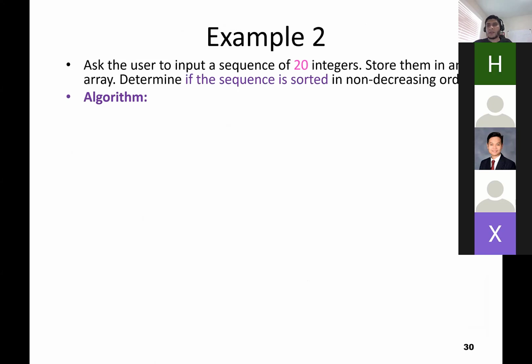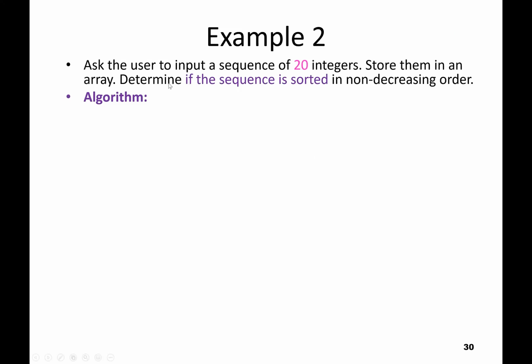So given that we are done with this basic example, let's look for something else that can also have different variants. What I want to do here is ask the user to input a sequence of 20 integers and store them in an array, but now not just print something in reverse order. I want to include conditions as well. I want to check if the sequence is sorted in a non-decreasing order.